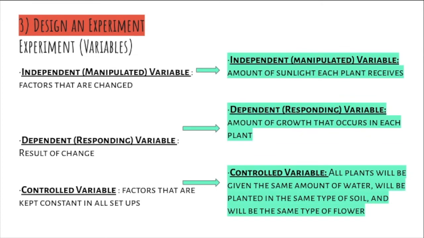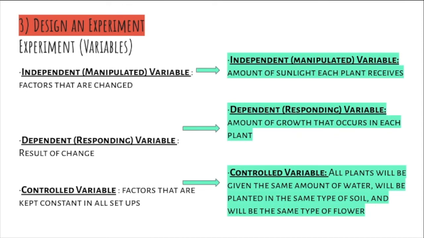We just used the word variable, but let's take the time to define what that means and look at different types of variables. Variables are factors that change in an experiment. Independent variables are those that are tested and changed by the scientist. In our experiment, the independent variable is the amount of sunlight exposed to each plant. The amount of sunlight is tested and purposefully manipulated by the scientist.